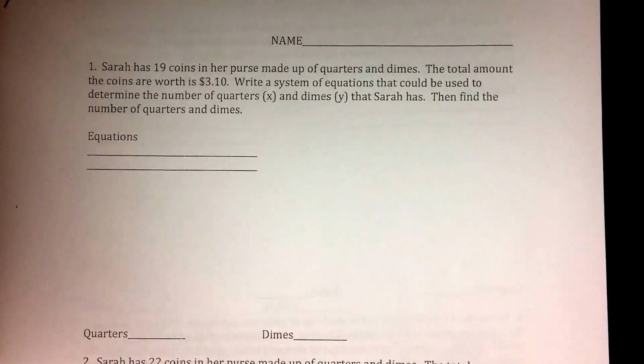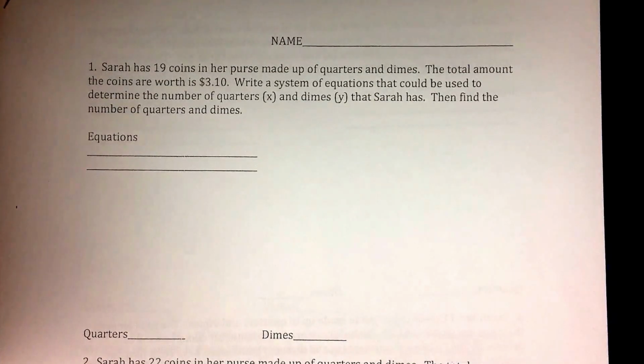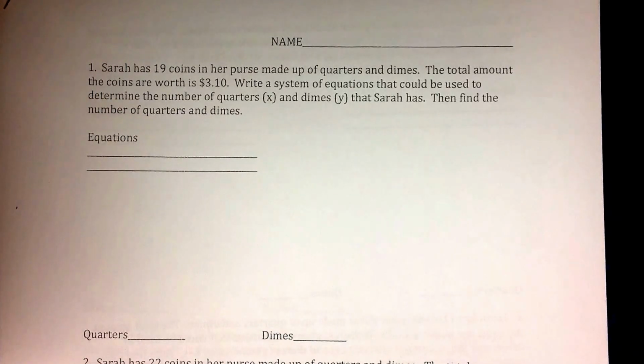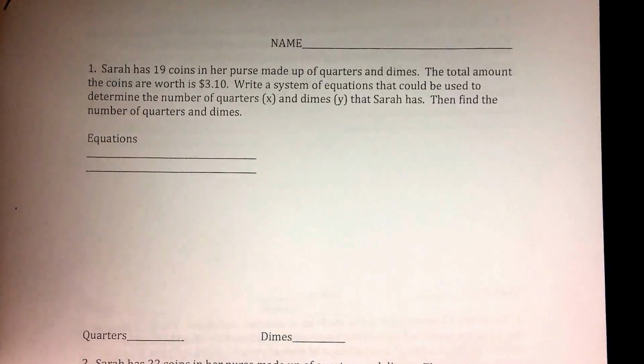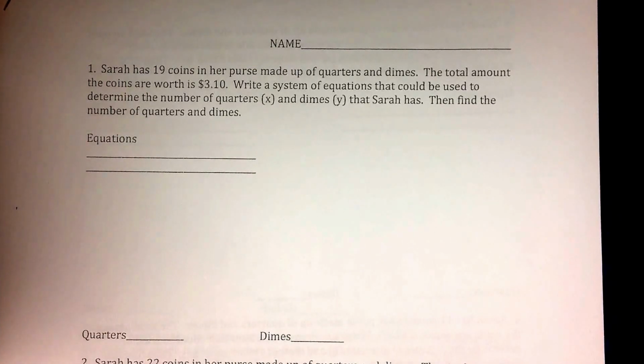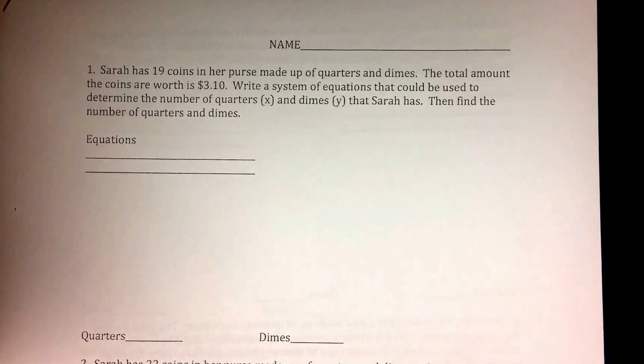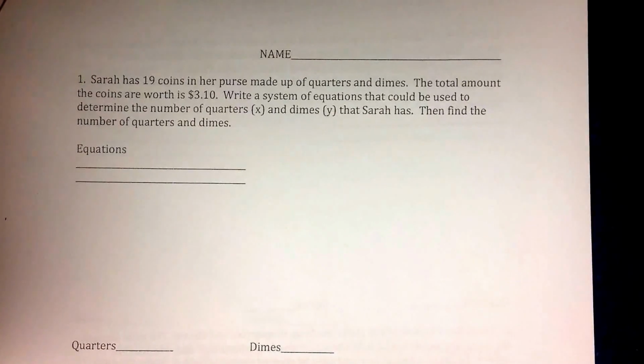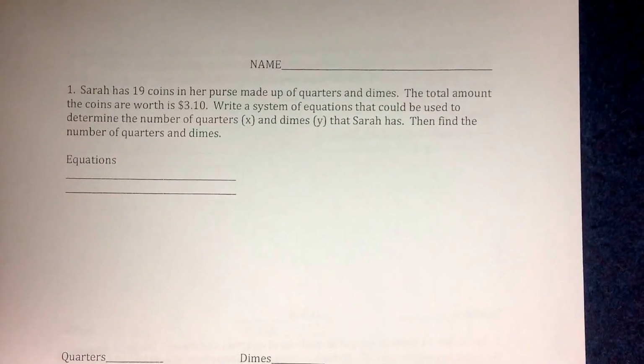Okay, this is going to be helpful for you to do the following worksheet. I'm going to do an example of each type of problem. So number one says Sarah has 19 coins in her purse made up of quarters and dimes. The total amount the coins are worth is $3.10. Write a system of equations that could be used to determine the number of quarters, x, and dimes, y, that Sarah has, then find the number of quarters and dimes.